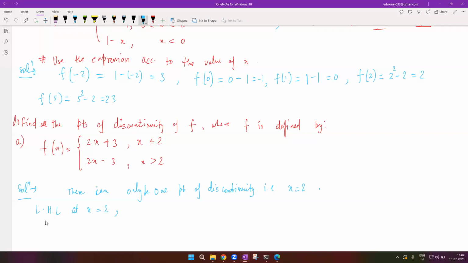If we talk about LHL at x equals 2, what do we need to do? We need to find the limit as x tends to 2 negative of f(x). The catch here is you need to understand which expression to use for LHL and RHL. Right now we are talking about LHL, so x tends to 2 negative. Basically, there is some value which is just lesser than 2. Now you need to understand which expression you will be using in this case. Can you tell me which expression will be valid?